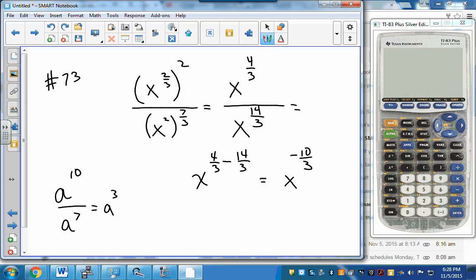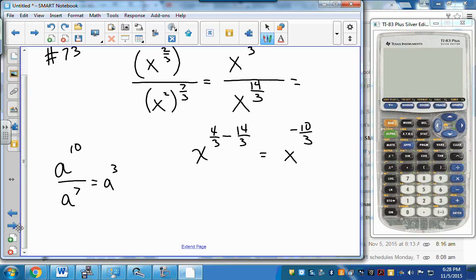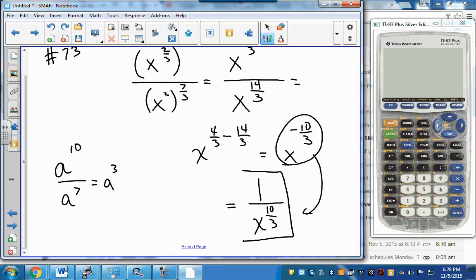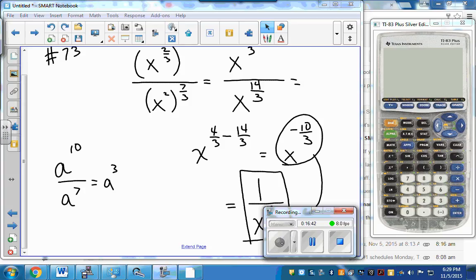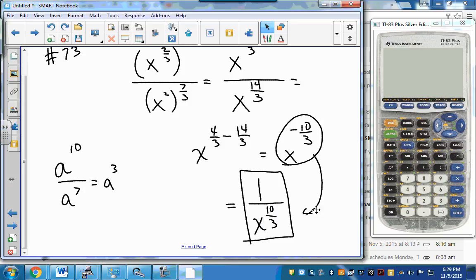Let's go back and look at the instructions. It does say write all answers with positive exponents. Okay, so now we're going to have to use our rule on negative exponents and shove this down, 1 over. Right, you're going to take this and put it underneath x and change it to a positive 10/3. So that would be our final answer as written with positive exponents. And let's just double check. Okay, no problem.